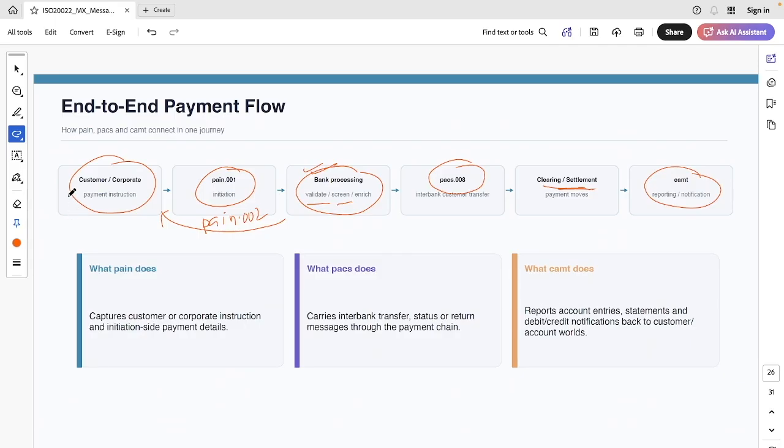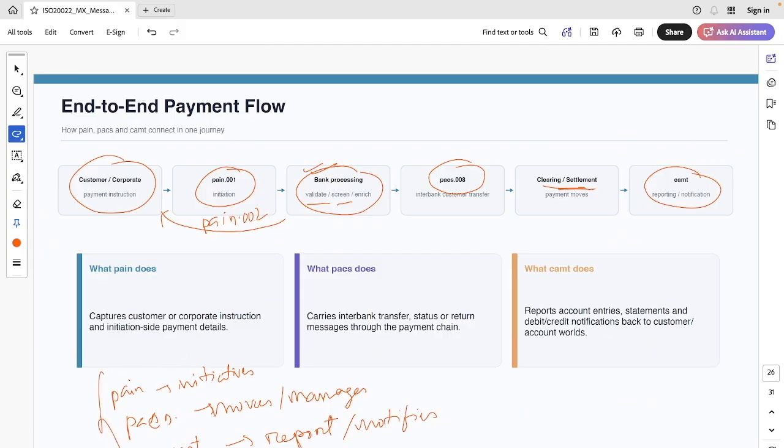The simple journey is that pain basically initiates, then PACS comes into the picture. PACS moves or manages the interbank movement. Then CAMT basically reports the account movement or notifies the system. So once you remember this, the message family becomes much easier to place in real projects.